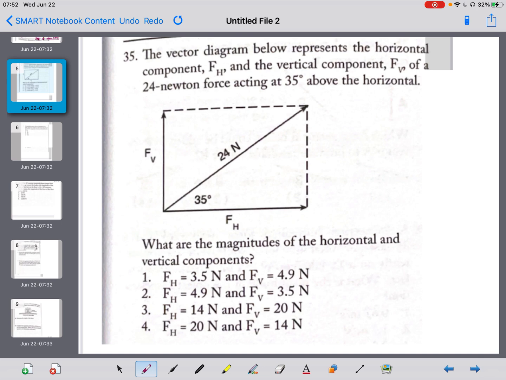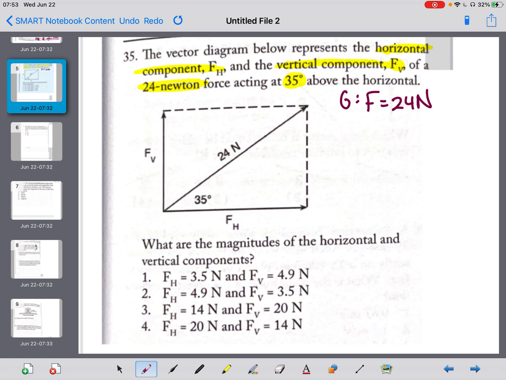Here it says the vector diagram below represents the horizontal component F of H and the vertical component F of V of a 24 Newton force acting at 35 degrees above the horizontal. So you have a vertical component force and a horizontal component force of 24 Newtons. That's the actual force itself. If I was going to label this, I'd say F equals 24 Newtons. What else is important is that it's 35 degrees.